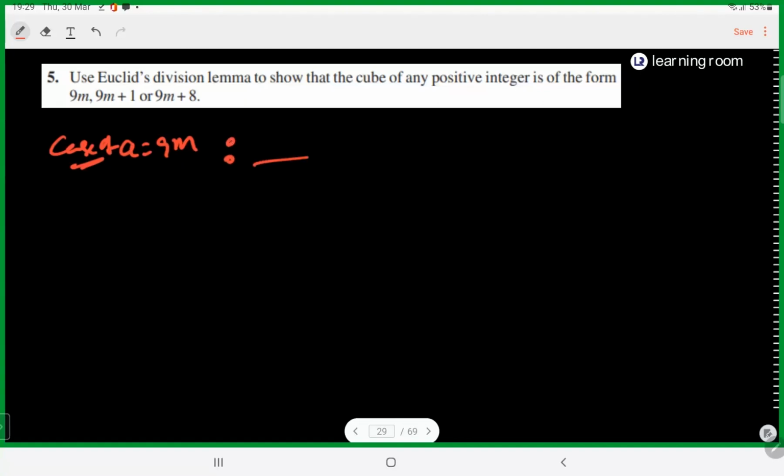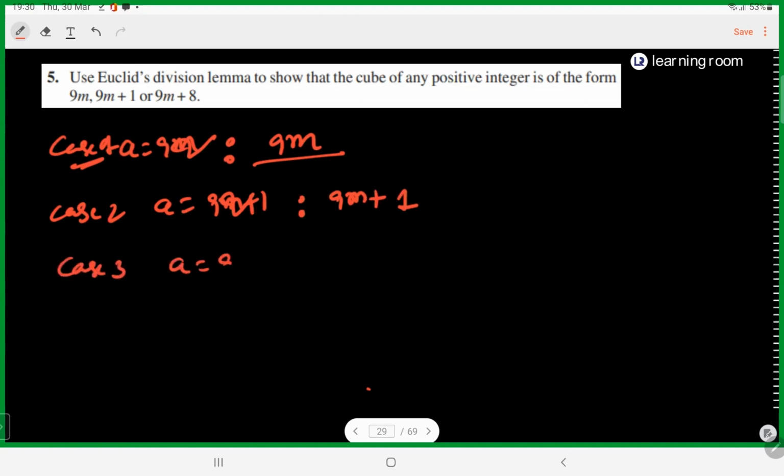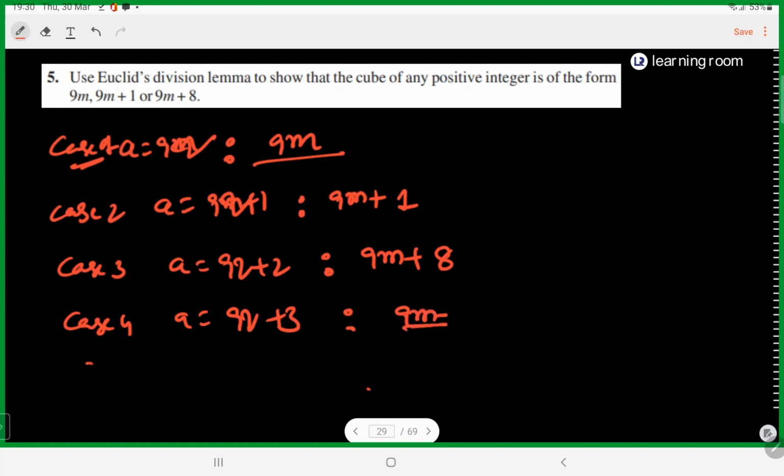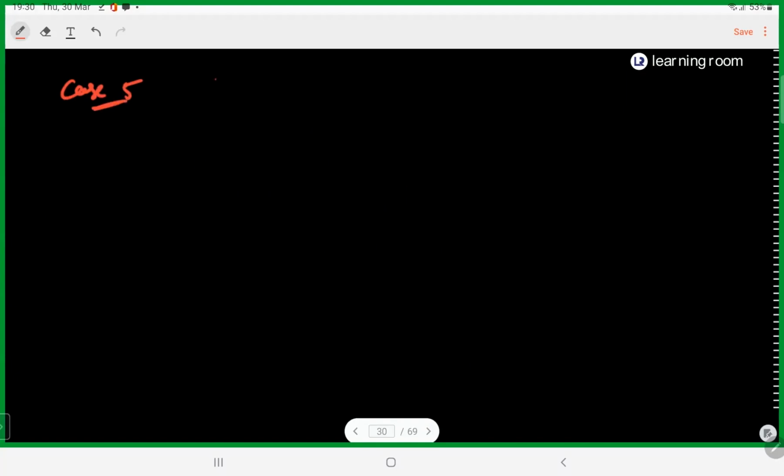So what is the form? 9m. For case 2, a is equal to 9m plus 1. Take it as some q or something, because m is again confusing, no? 9q plus 1. So what is the form? 9m plus 1. For case 3, 9q plus 2, this is 9m plus 8. Case 4, 9q plus 3, this is 9m. Case 5, a is 9q plus 4. What is? 9m plus 1.